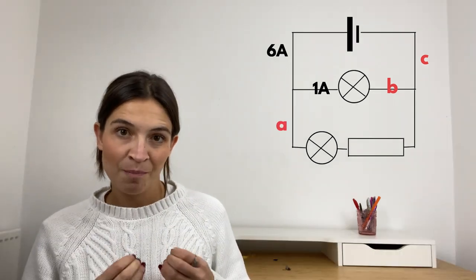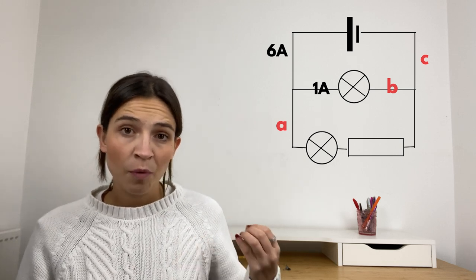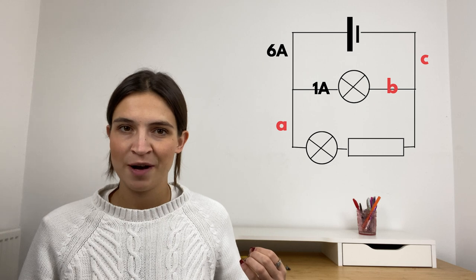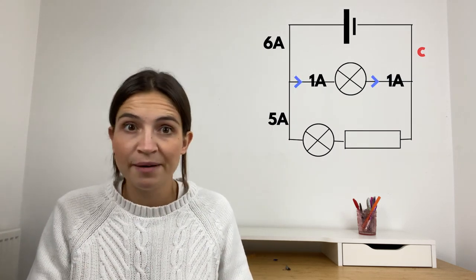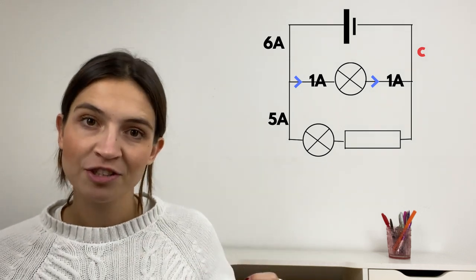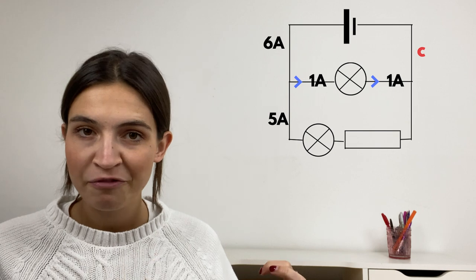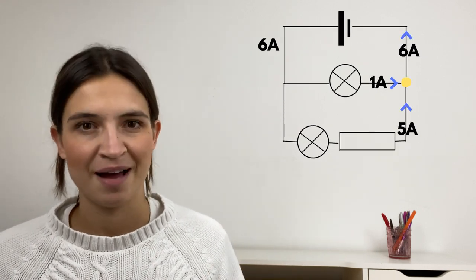This branch at B, there is 1 amp before the bulb, and so there will be 1 amp after the bulb as well. The current will be the same because there have been no junctions for the current to split. Okay, and finally at C, we can see coming into my junction, I now have my 1 amp and my 5 amps, which means that coming out of my junction, I will have 6 amps.